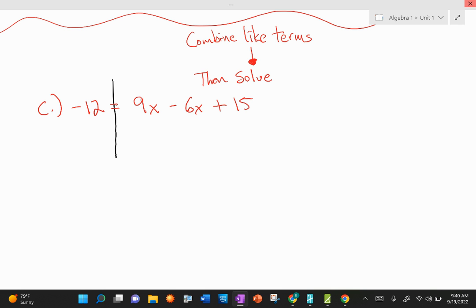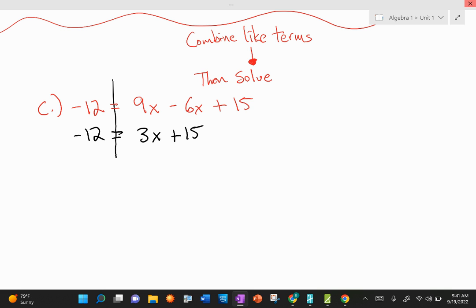So then I'll look at the other side. I have 3 separate terms, and you kind of have to ask yourself which one of these is not like the other. Which one of those is not like the other two? 15. So there's nothing we'll do with 15 yet, but we can put the 9x and the 6x together. What is 9x minus 6x? 3x plus 15 equals negative 12.